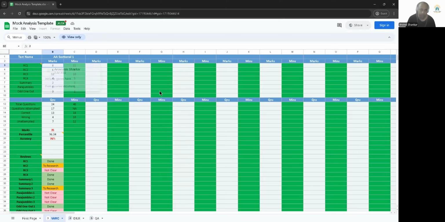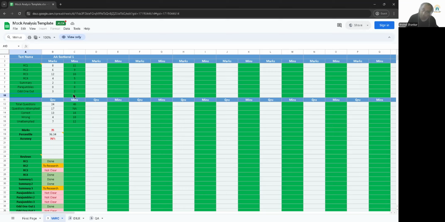Marks for RC1, what marks you got here, how much time you invested. And this should be a summation of question 1, question 2, question 3, question 4, how much time you invested. Then include the genre here. What I mean by genre is whether it is from philosophy, whether it is from history, whatever it is, put it down. Then RC2, then RC3, then summary, parajumble, odd one out, and FIB. I can't write it right now. I will edit it to include FIB also.